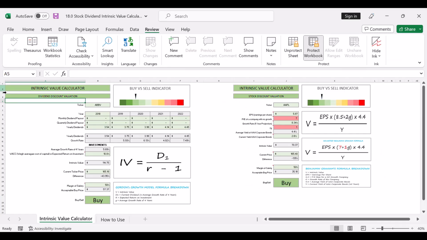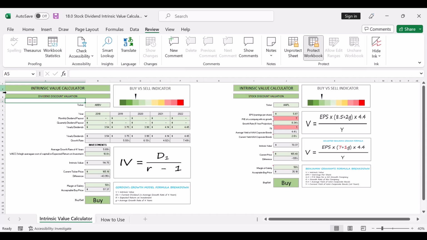Hello everyone, welcome back. In today's video, I'm going to go over the intrinsic value calculator that I developed using the Gordon growth model and Benjamin Graham's formula. You may ask, what is intrinsic value? Well, intrinsic value is when you calculate a value of a ticker or a stock. In this case, if you're looking for a dividend stock that's overvalued or undervalued, then you use this calculator to calculate that.